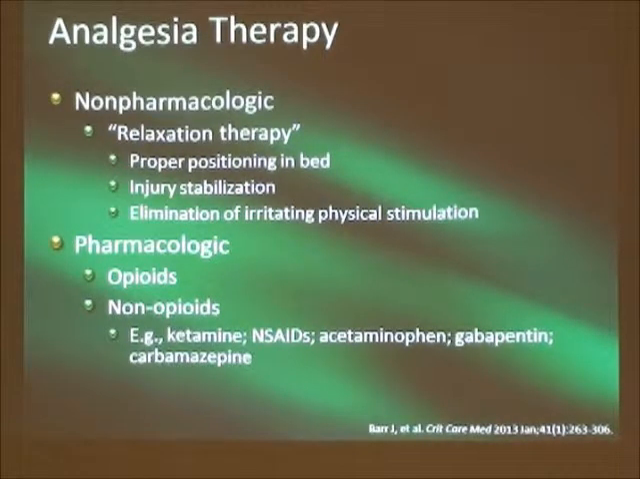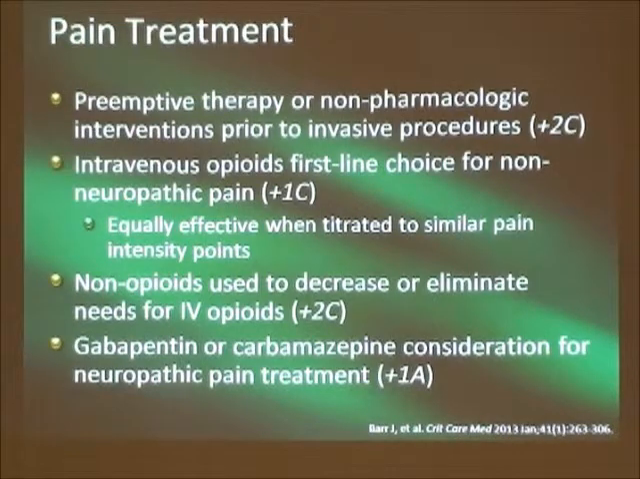I look at that and I say, God, if I ever get to that point, I hope we have better technology so that I don't need to have a line in my internal or external jugular. It doesn't look pretty. And the pharmacologic, what the guidelines do is they do a great job of breaking it down into 2 categories. Opioids, which remain the mainstay, and non-opioids, and those are some of your examples up there. Ketamine, NSAIDs, acetaminophen, gabapentin, and carbamazepine. They all make it in the guidelines.